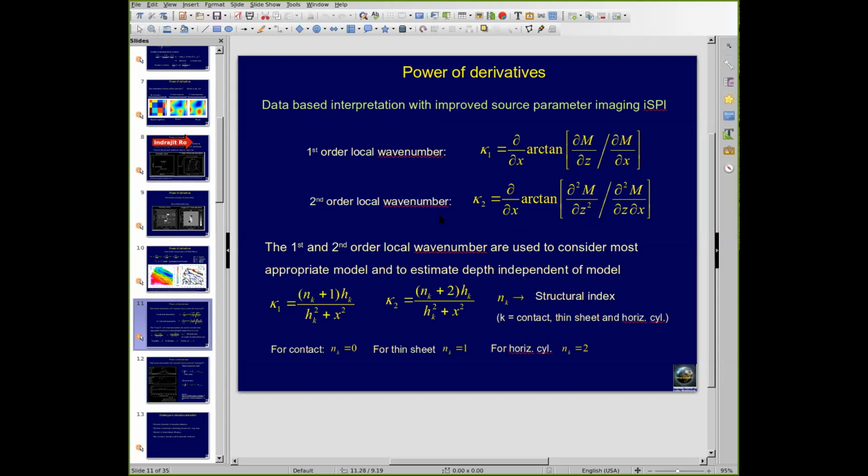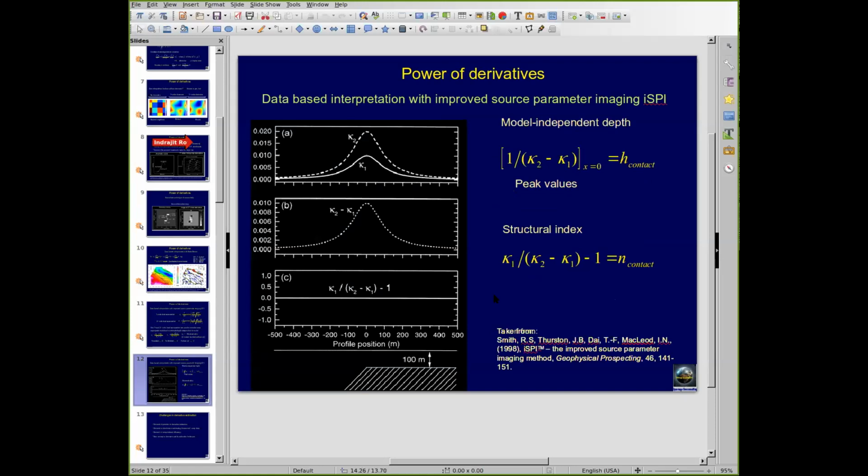Using those wave numbers K1 and K2, you have this formula, and from that you can directly interpret some of the things. That database interpretation with the improved source parameter, where you can use K2 and K1 to determine the depth of burial and structural index, and beautifully, because the peak is very clearly conspicuous, very distinct, provided K1 and K2 are determined in a very, very robust manner.